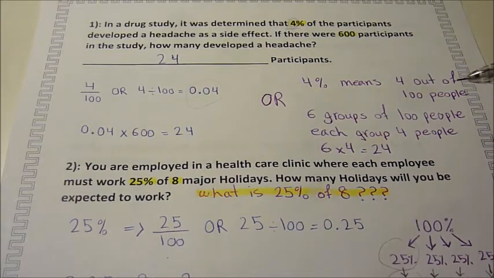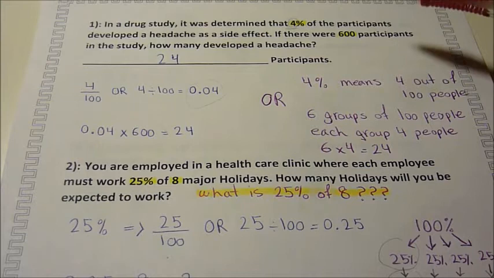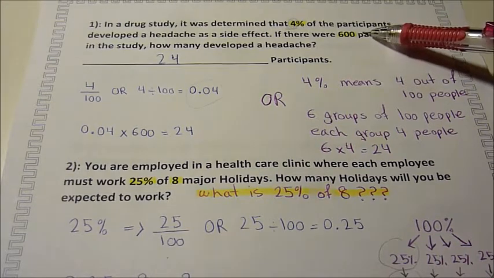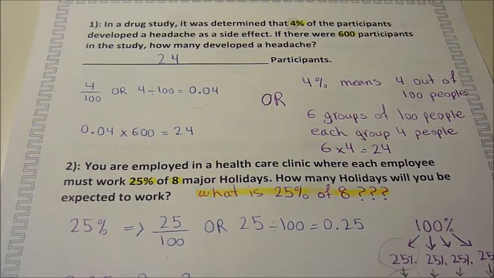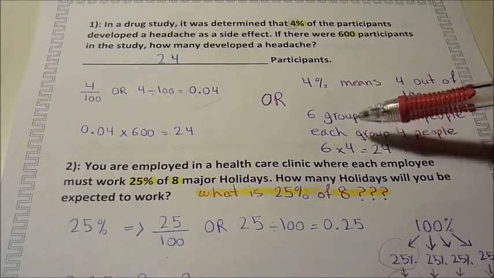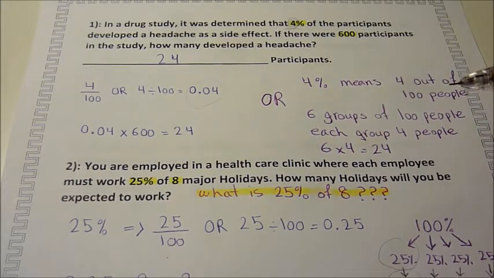There is another way to do this question, which is common sense. We know that 4% means 4 out of 100. And in 600, we have 6 different groups of 100. Out of each group, 4 people showed the side effect. 4 multiplied by 6 will give you 24.